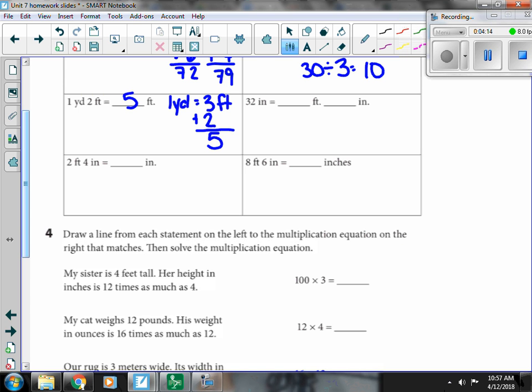My next one, 32 inches into feet and inches. Well, there's 12 inches in a foot, so I wanted to do 32 divided by 12. And I know 12 times 2 is 24, and 12 times 6 is 36. And 36 is too many, so I know we're going to go with 2. And that gives me a remainder of 8. Well, in this case, that means I have 2 feet, and my remainder is still my inches, so 2 feet, 8 inches.